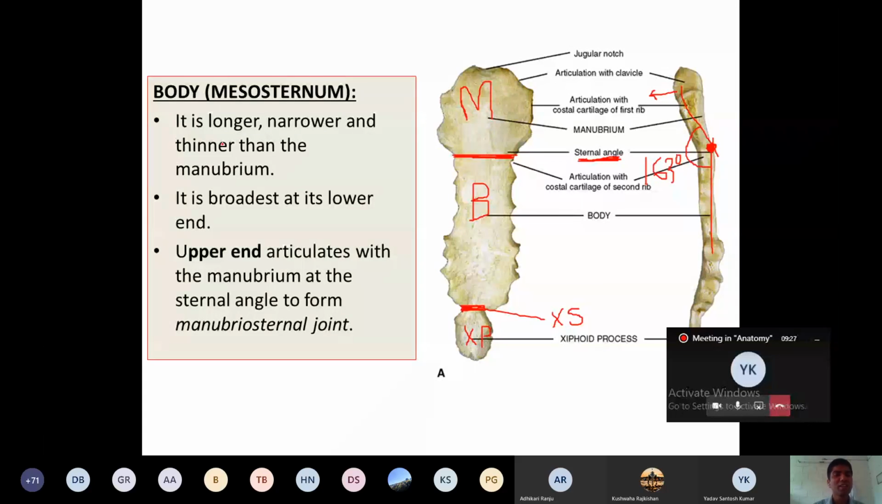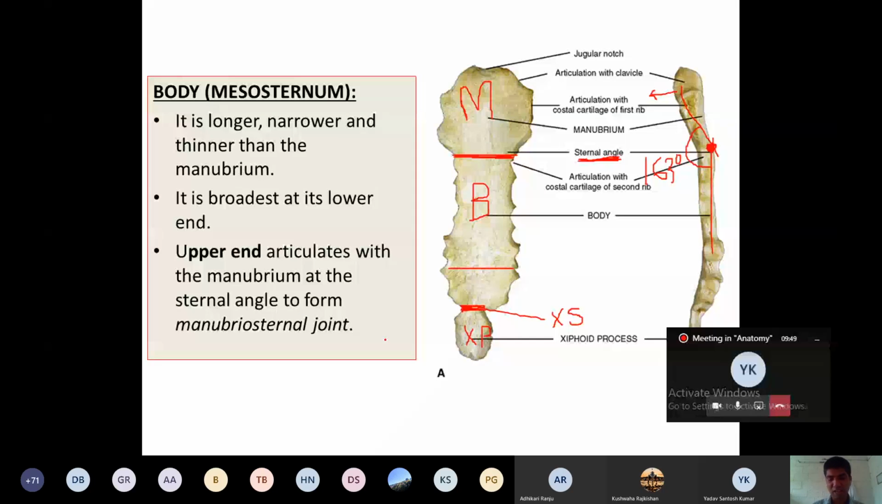And here you can now read the PowerPoint. It is longer, narrower, and thinner than the manubrium. It is broadest at its lower end. Towards the lower part it is broader, you can see it. The upper part is narrower than the lower part. The upper end articulates with the manubrium at the sternal angle, forming the manubriosternal joint.